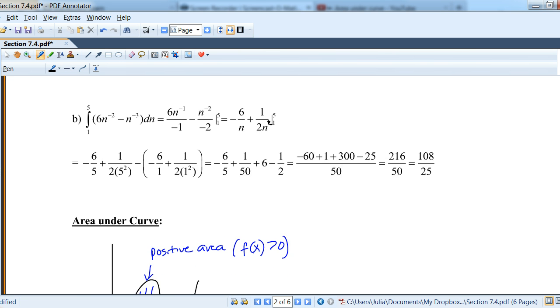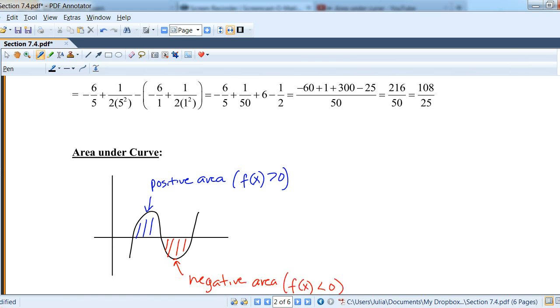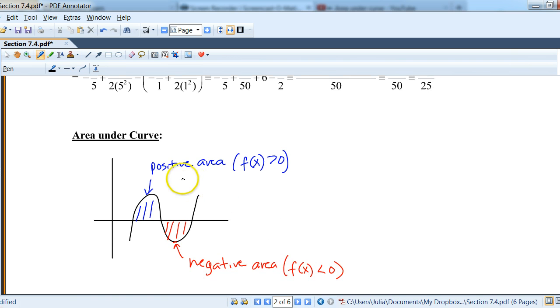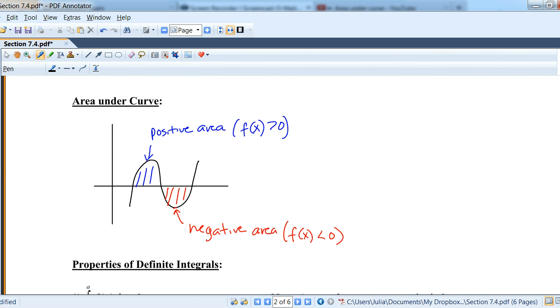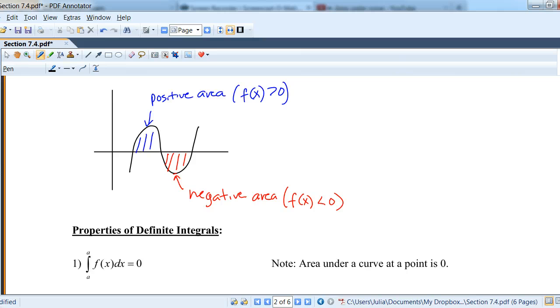Okay, so here is the concept that I mentioned earlier. You get positive area if the curve is above the x-axis because f of x is positive, and we get, so to speak, negative area when y is negative or below the x-axis. So that's how come some integrals give us a negative answer.